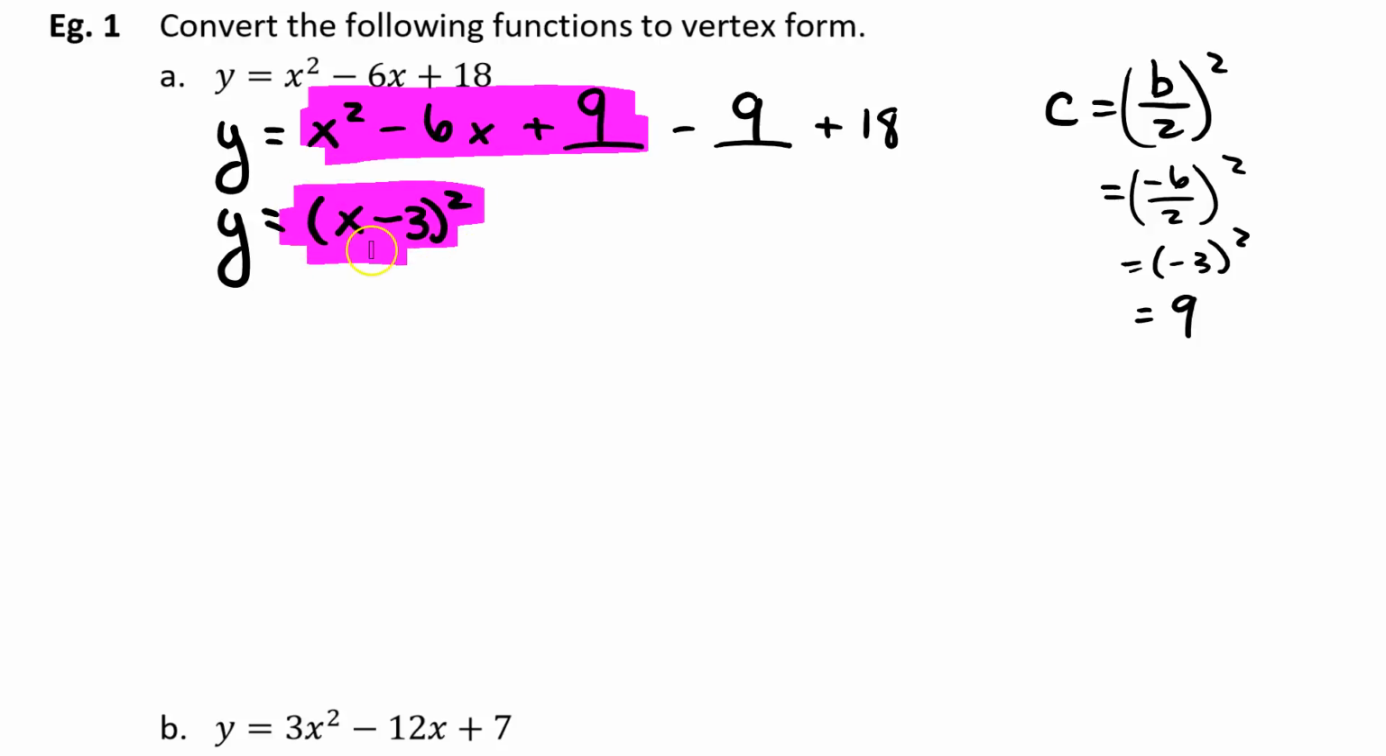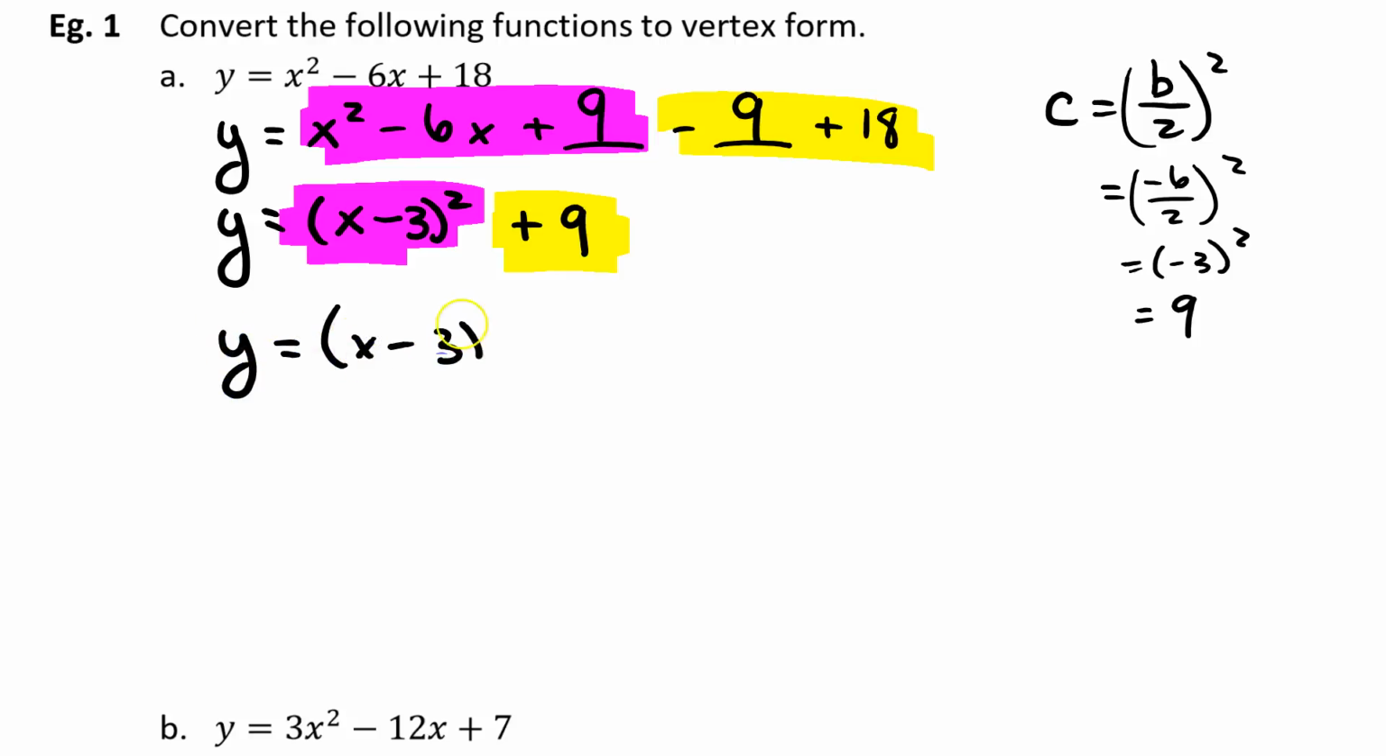Pause it, take a scrap paper, expand this out, x minus 3 times x minus 3, and you will get the expanded version of that. Then minus 9 plus 18 is just going to be plus 9. So there you have it, it's in vertex form. Now I'm just going to write it so it's not so multicolored: y equals x minus 3 squared plus 9.